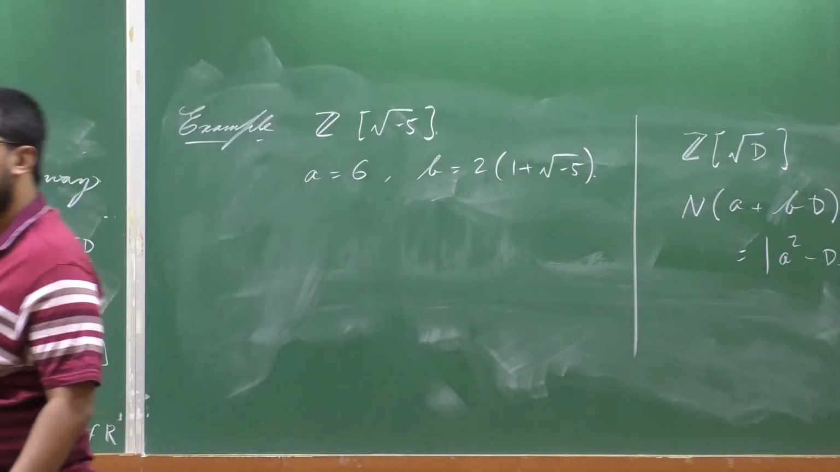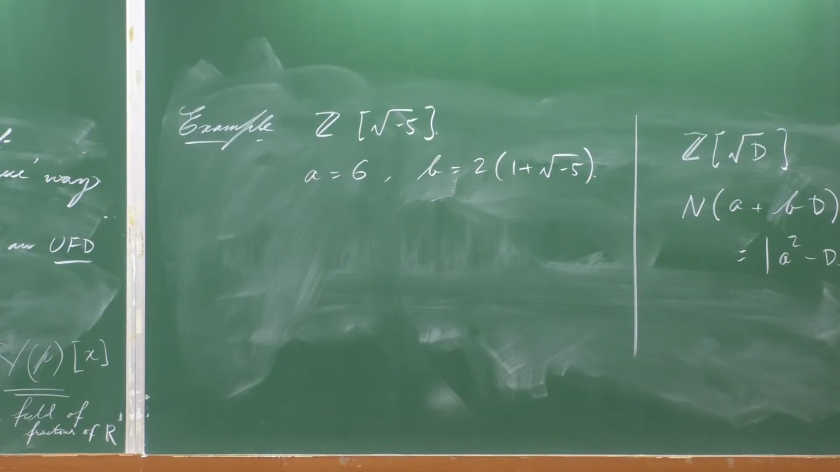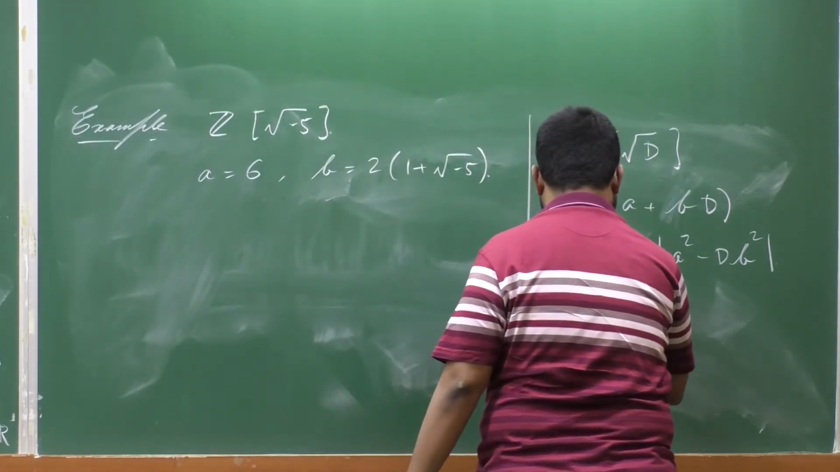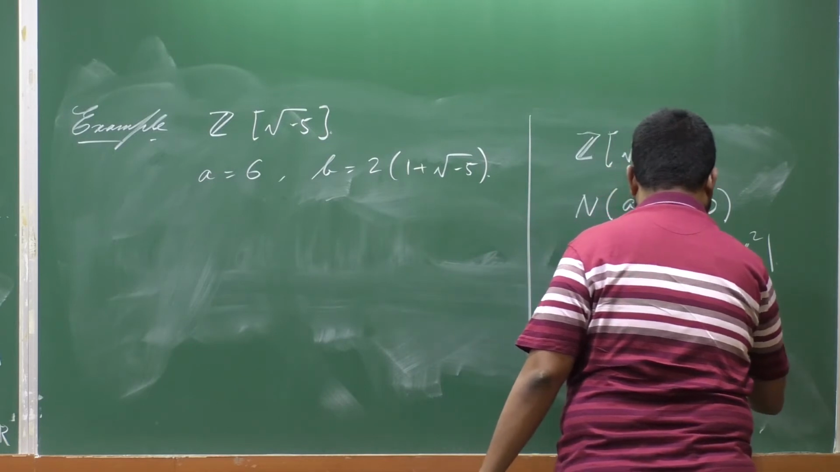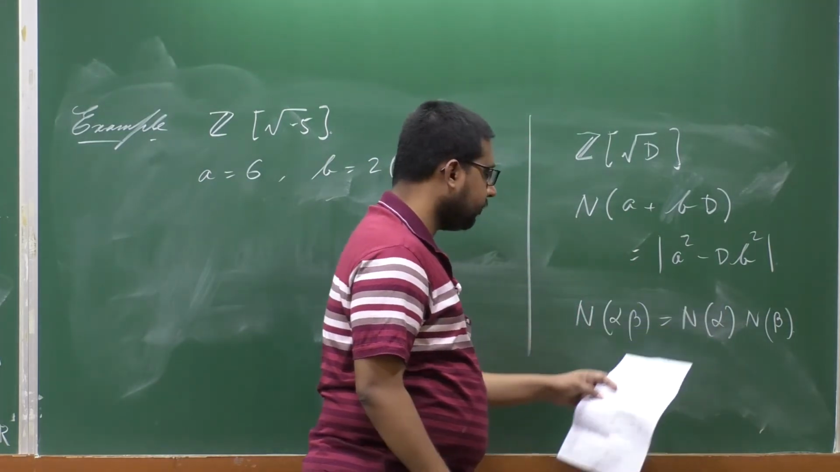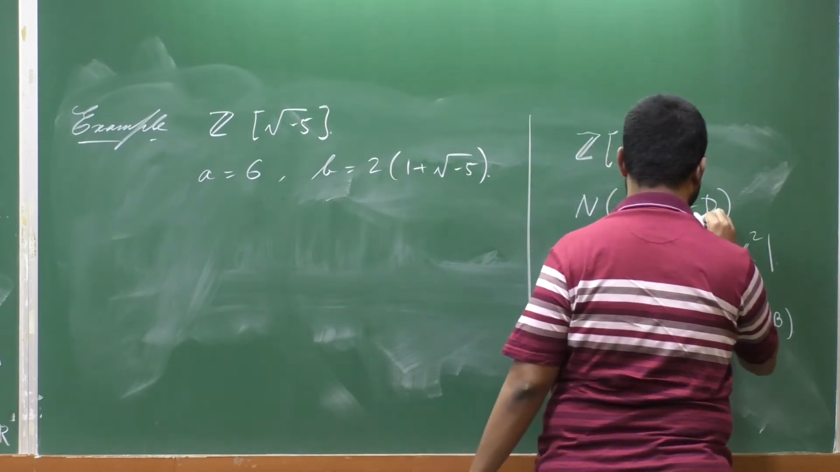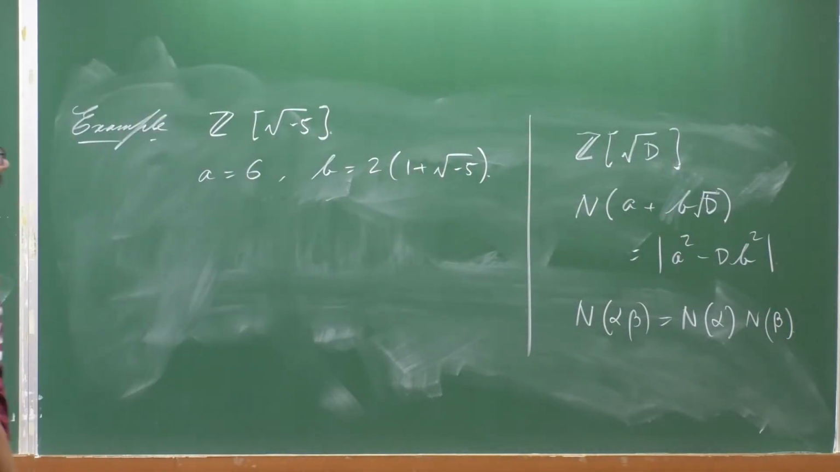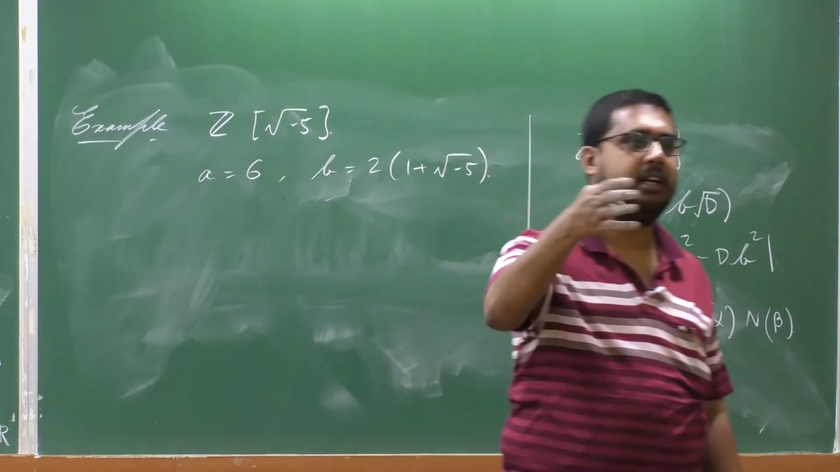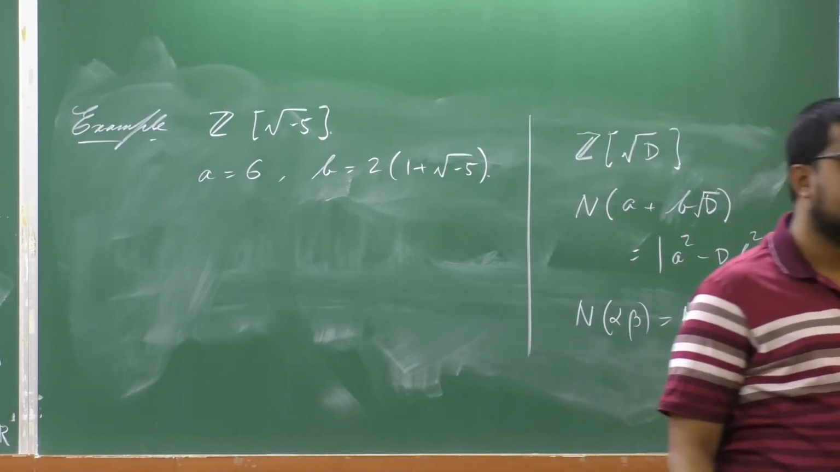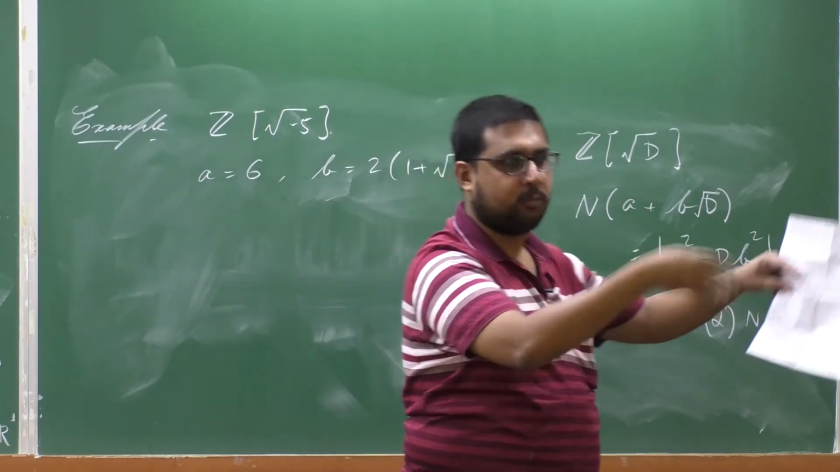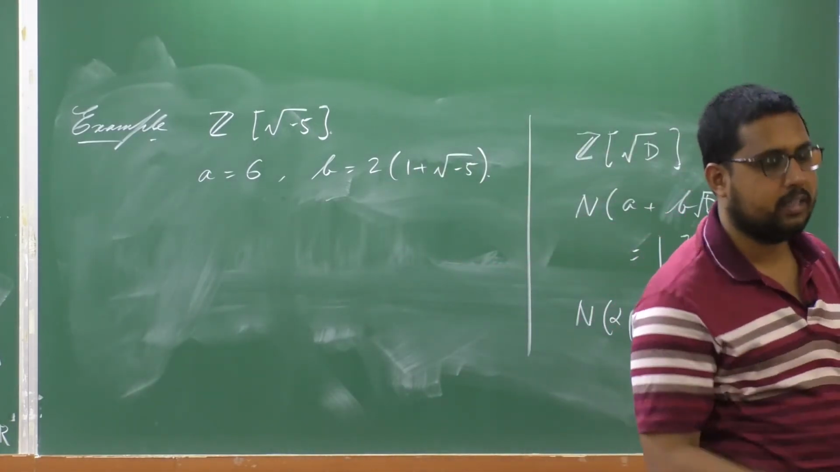With the help of this, for some special cases we have shown that these are Euclidean domains. I am using the same norm. So what is the point of using this norm? It is very simple: it is multiplicative. Why is this multiplicative? Because for a plus b root d, you take its conjugate a minus b root d, and the product of the conjugates of alpha and beta, with the modulus, is exactly the same as splitting them into two parts.